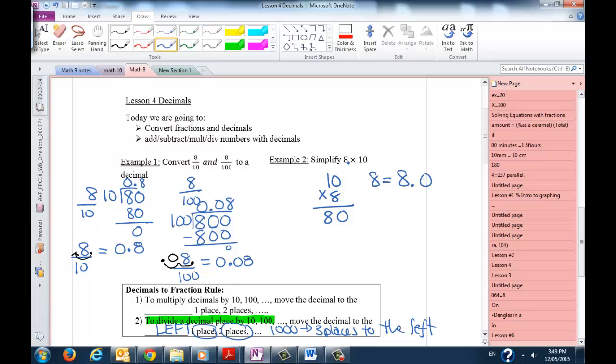And so when I multiply 8 by 10, what's happening is the decimal place is being moved over to the right. And when I multiply by 10, it's moved over to the right 1 place. If it's multiplied by 100, it's moved to the right twice. And so to answer this question, to multiply decimals by 10, 100, etc., we move the decimal place to the right.